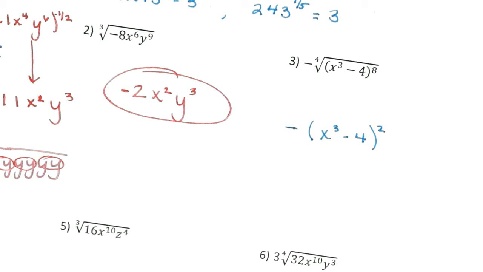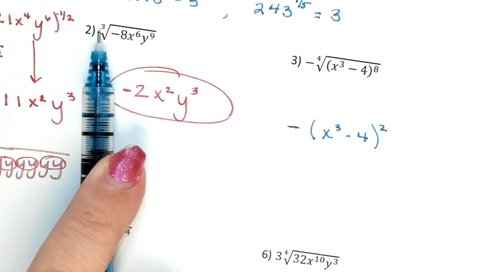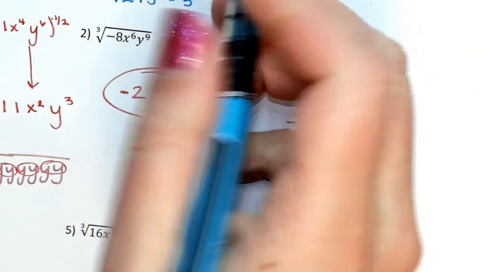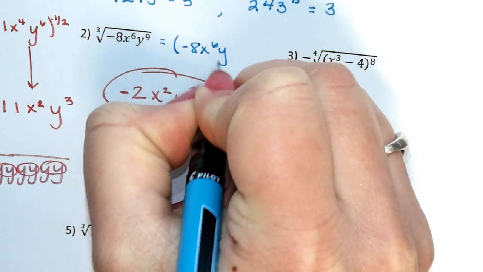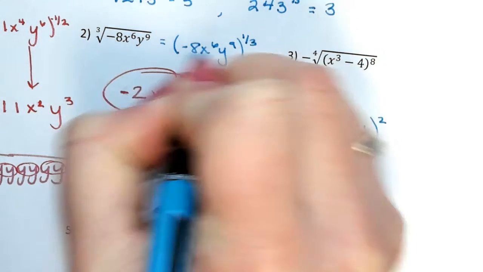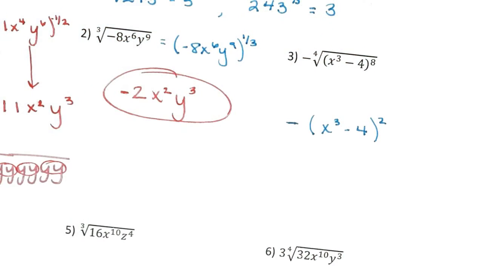Do we have questions so far? Yes. So, number 2. You don't divide by 1/2. Well, technically you're multiplying your exponents by 1/3 because this is negative 8 x to the 6th y to the 9th to the 1/3 power because your index there is 3.